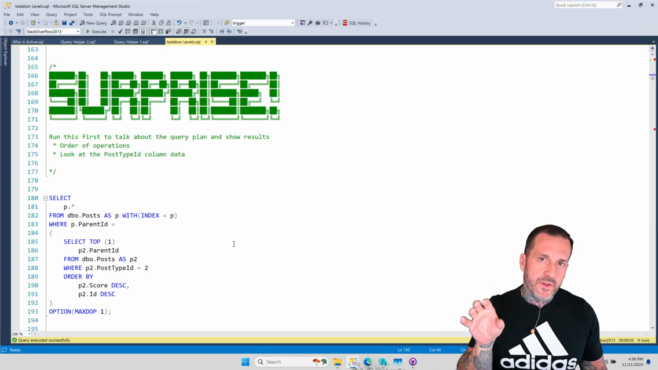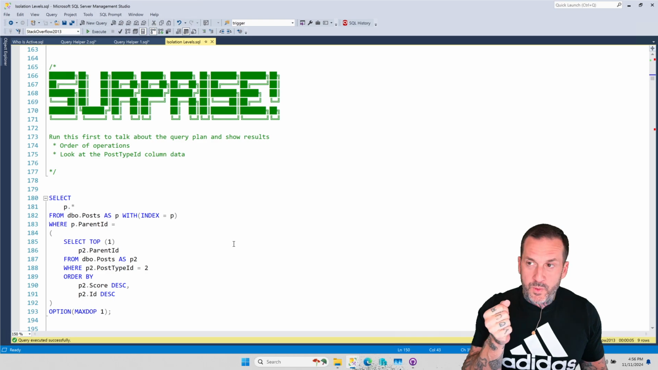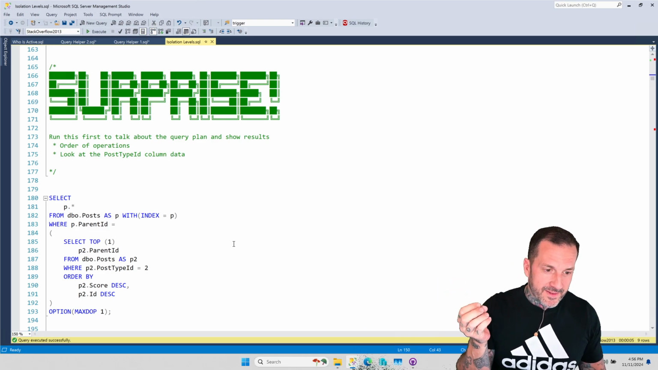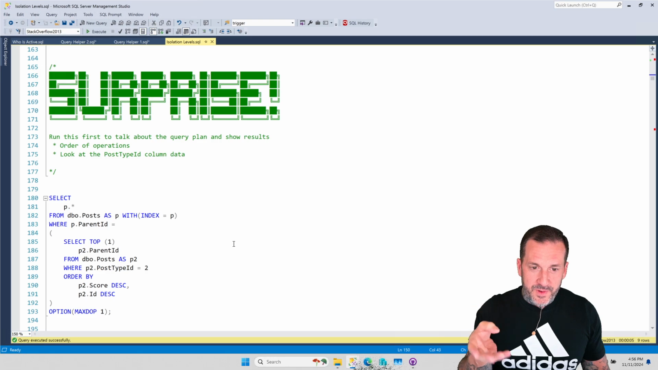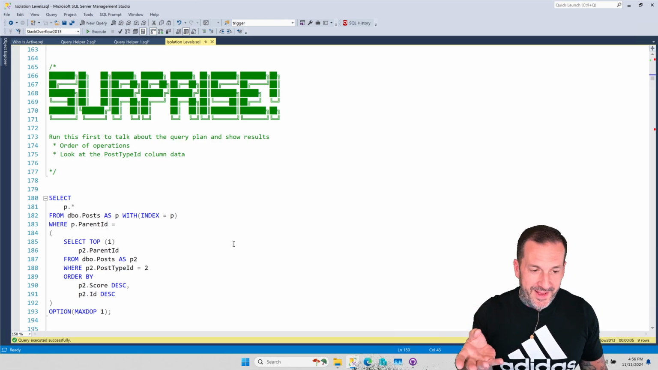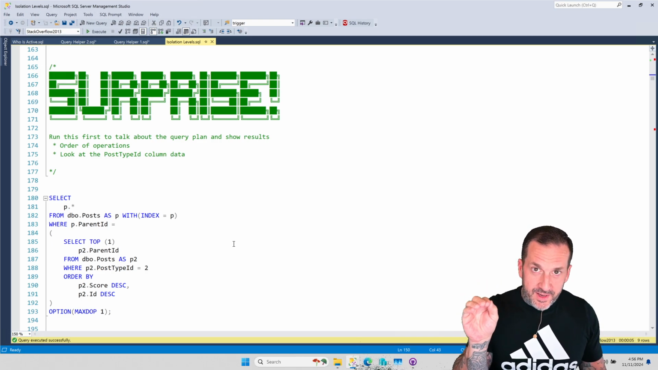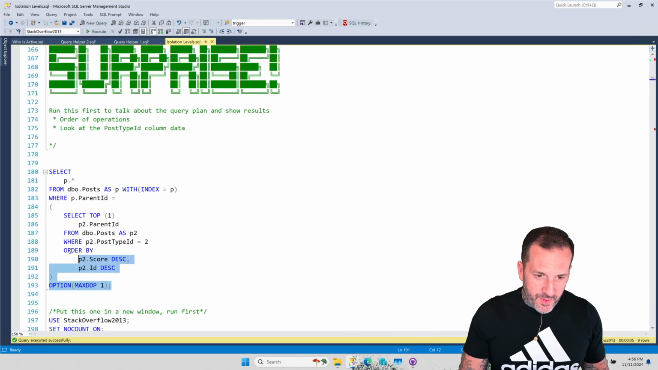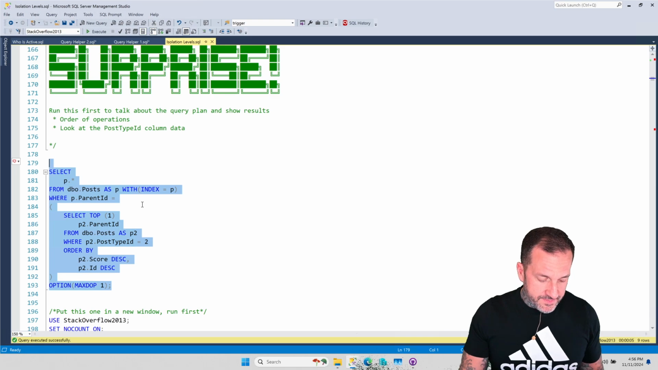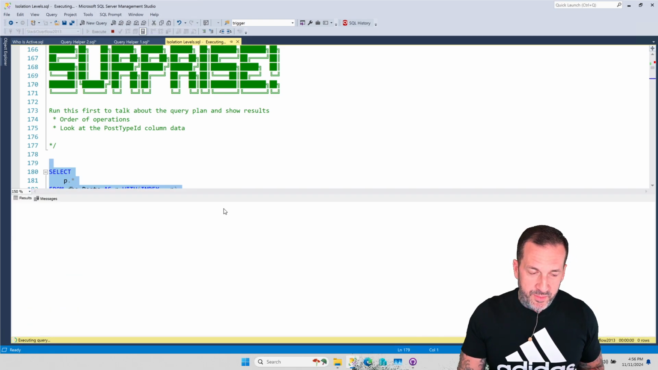All this isolation level guarantees, aside from the fact that your queries will block and get deadlocked, and your users who are just trying to run selects will have a bad time, is that the version of the data you read was committed when you ran it, okay? So let's start off by looking at this query. We're going to look at the results, and then we're going to look at the query plan.